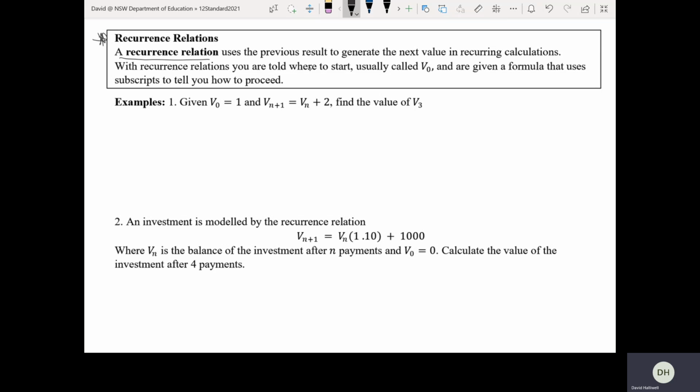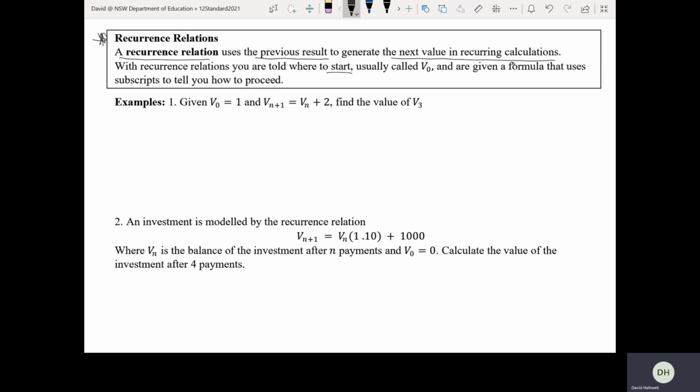A recurrence relation uses the previous result to generate the next value in recurring calculations. If a process is recurring, it's repeating. So think of this as a formula which represents a process which repeats. With recurrence relations, you're told where to start, and we usually call that V sub 0. That subscript 0 is telling you it's the initial starting point.